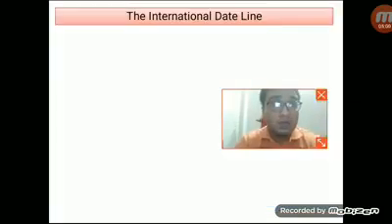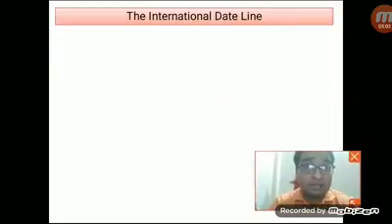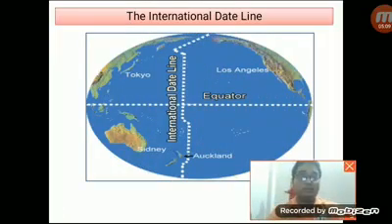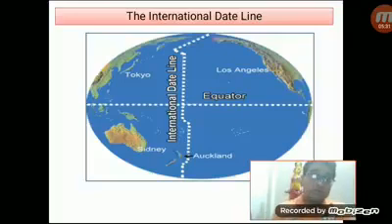So dear students, now I am going to discuss the international dateline. Okay, so this is a picture of the world map, and here we can see a line, basically a curved line, which goes from the north pole to the south pole. Okay, and this line is called the international dateline. Basically, the international dateline is an internationally recognized line. If we cross the international dateline, one day will be either added or deducted.